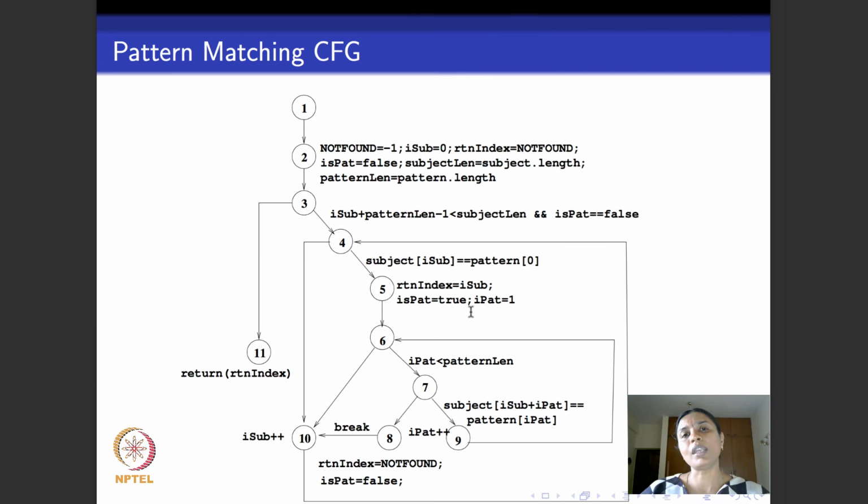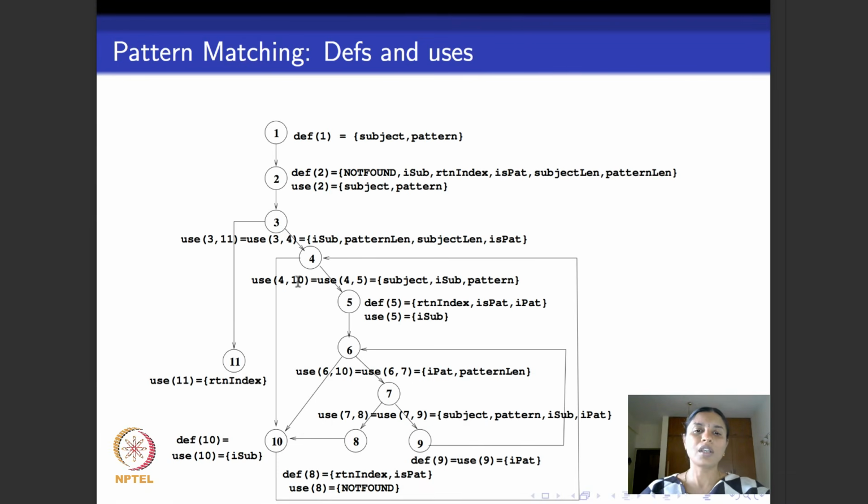Now we go back to the main goal of this lecture, which is to understand data, right? Data definition and data use. What is data for this particular program? Data is all these variables: not found, I sub, return index, subject, pattern, ispat. So many variables are there, right? So what do I do? I take the same control flow graph. Instead of annotating it with statements, I say which are the variables that are defined and which are the variables that are used at various nodes in the graph and various edges in the graph. So that's this graph that I have drawn here. It's the same control flow graph. Instead of depicting statements, it now depicts definitions and uses.